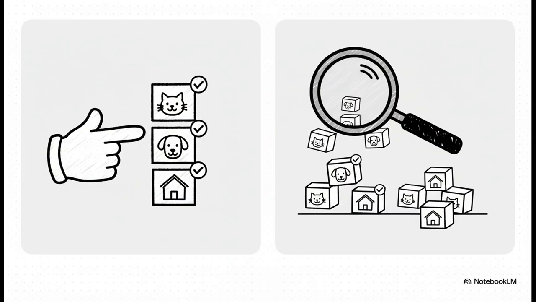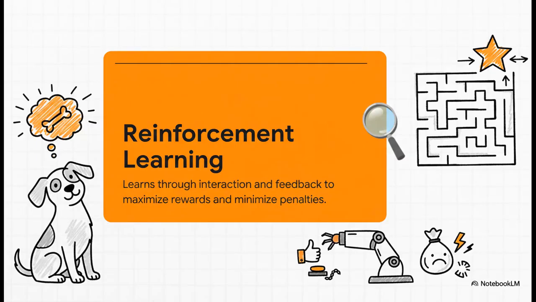But with unsupervised learning, you're more like a detective. You just dump a massive pile of unlabeled data in front of the model, and its job is to find all the hidden patterns and groupings all by itself. No hints. And that brings us to the third method, reinforcement learning.